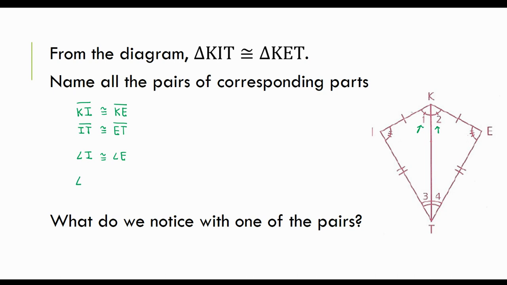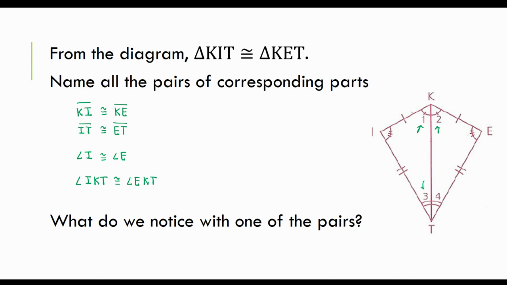So I'd have to use 3 letters. So I have to say something like angle IKT. Okay, I have to use 3 letters. K has to be in the middle. So then that would be congruent to the angle. So since I started with I, I have to start with E and then KT.